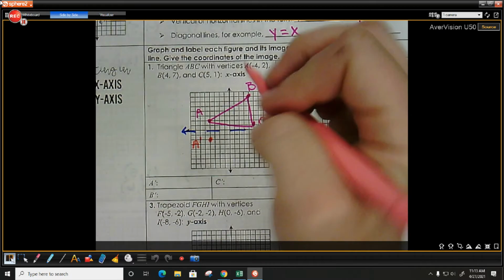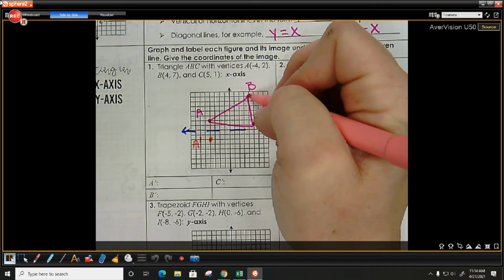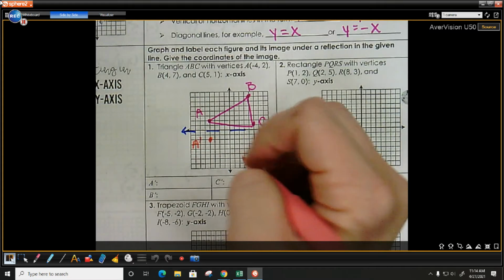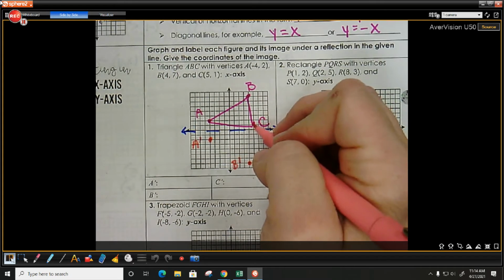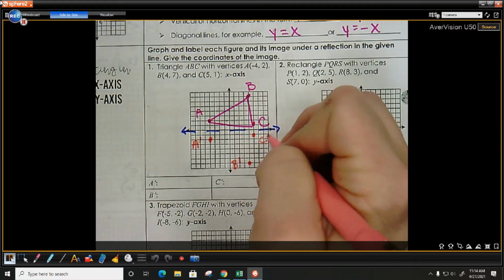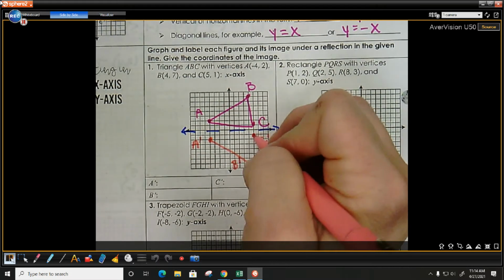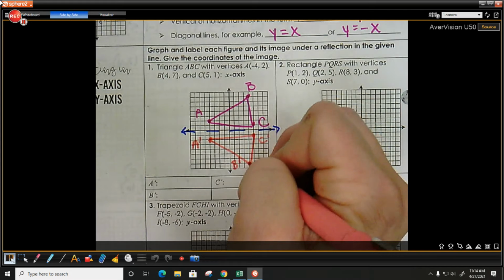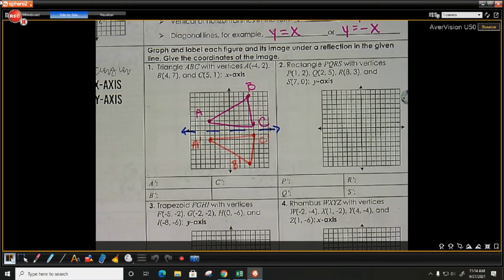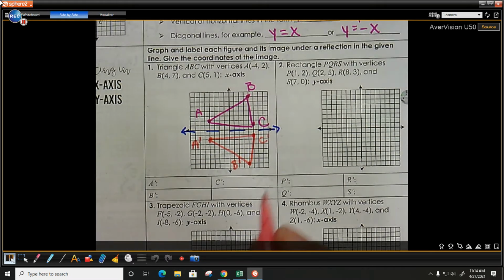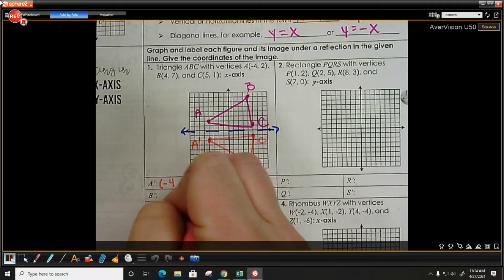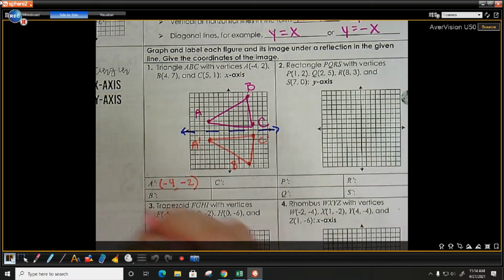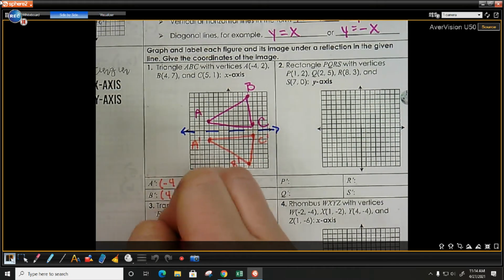My B is how far away from the x-axis? So now I'm going to go, and my C is, so 1 below it. Do you see what it says or means whenever it says they are all the same distance away from the line of reflection, just on the opposite side? Okay, so let's write what our ordered pairs are. What's A prime? -4, -2. What's B prime? What's C prime?